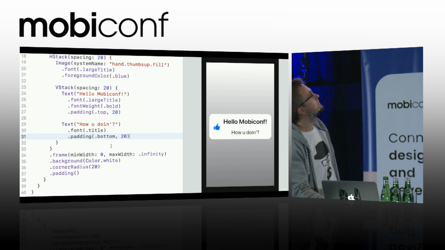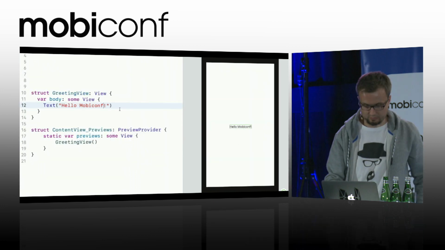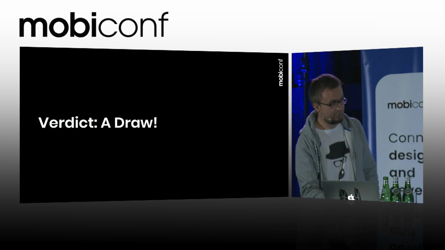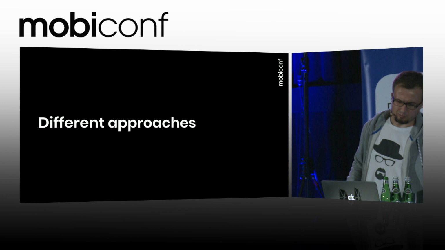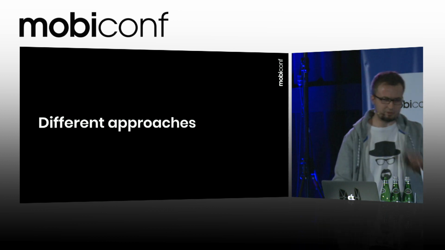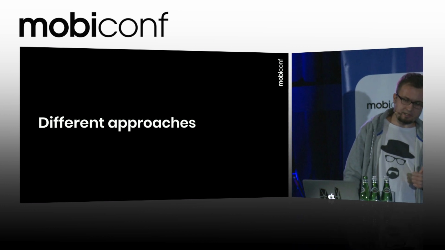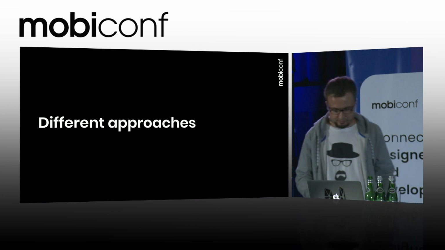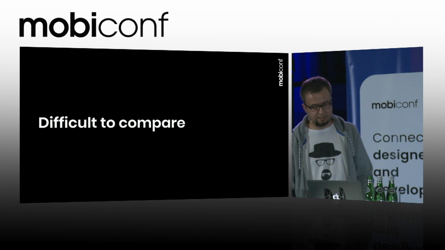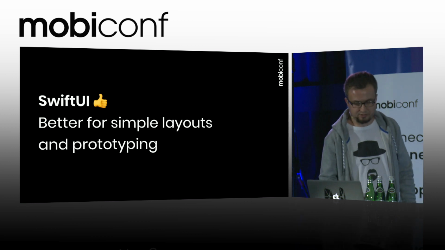Cool. You can see that we have, oh, I think it's looped. And this round, I think that is a draw. Why? Because those two approaches are completely different. It's very hard to compare them because UIKit is an imperative approach and SwiftUI is a declarative approach, those are two completely different worlds. As I've said, difficult to compare, but SwiftUI is far better for simple layouts and prototyping.